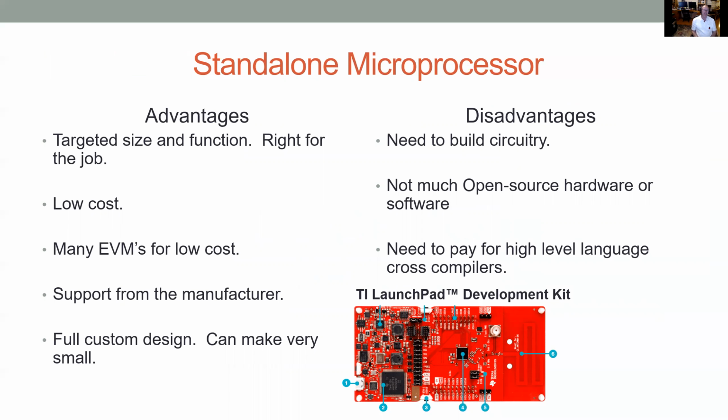You know, the standalone processor is a really nice thing. It's low cost. There's a lot of EVMs out there. You can get some support from the manufacturer with those EVMs and some example code. However, you need to build your circuitry quite often, and there's not as much open source hardware or software that goes on top of this. So that's one problem. And also, at several companies, if you want to program in a higher level language, you have to pay for the cross compiler.